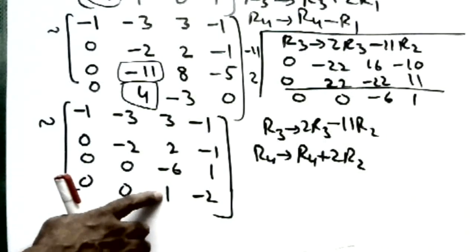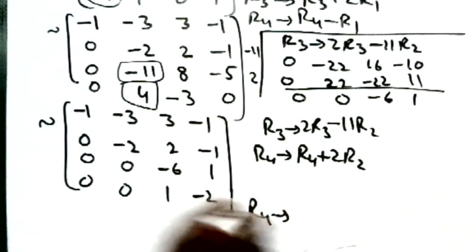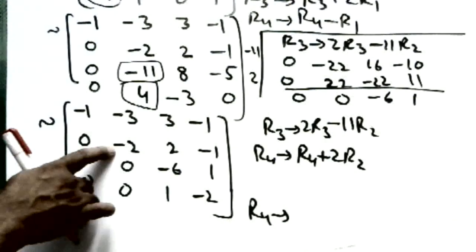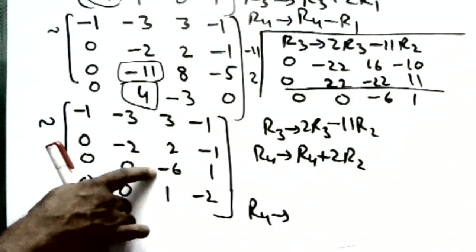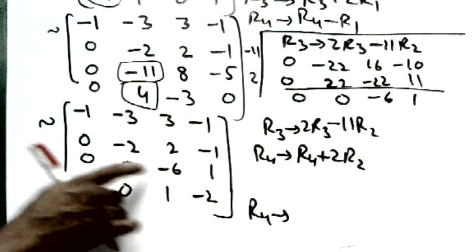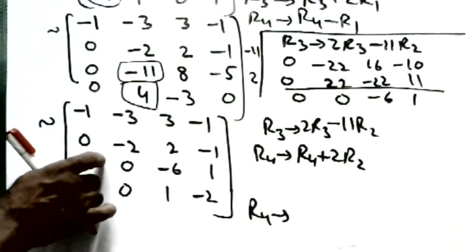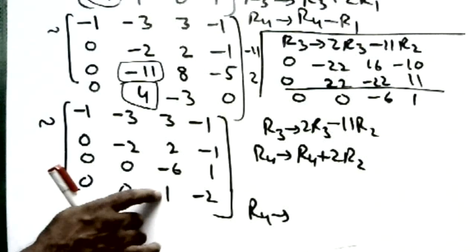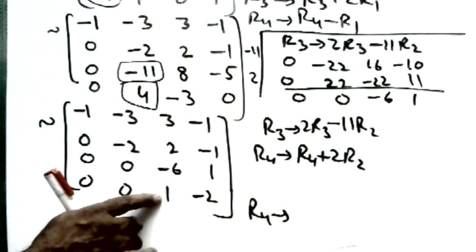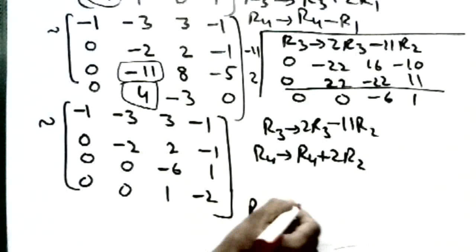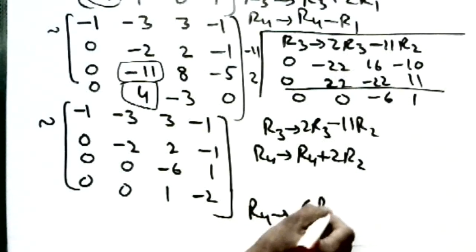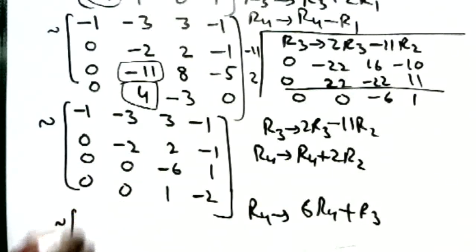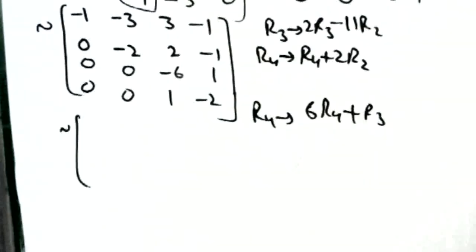What is left? We already made these 3 zeros, these 2 zeros, and then lastly this 1 zero. For making these 3 zeros, use R1. For making these 2 zeros, use R2. For making this 0, use R3. This is the method actually. If we do not do it like this, then the zeros which have already been made will vanish and some number will come there. Therefore, we have to do like this. To make this 0, we have to use R3. So multiply this with 6, 6 1s are 6. So R4 implies 6R4 plus R3.